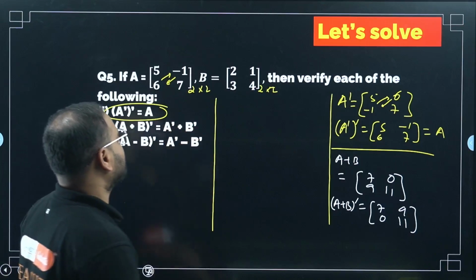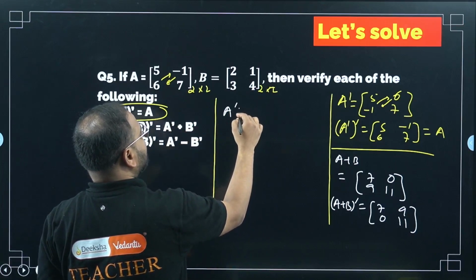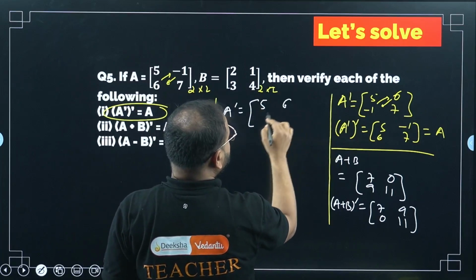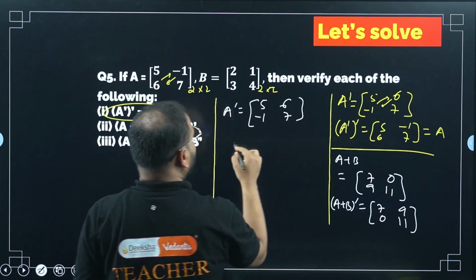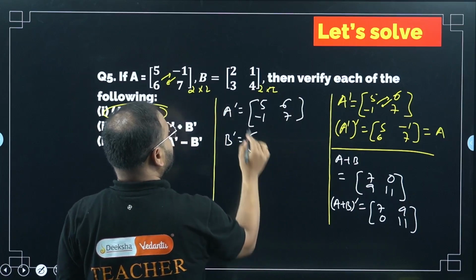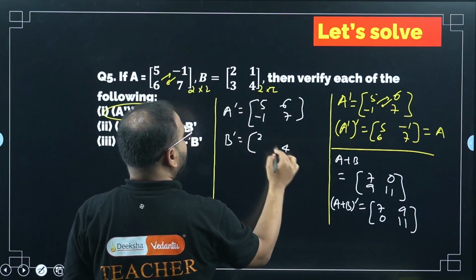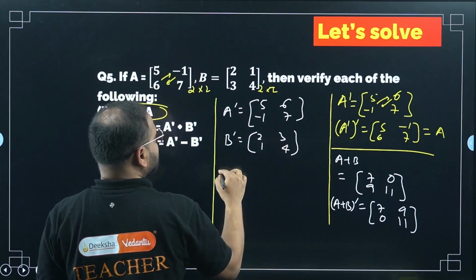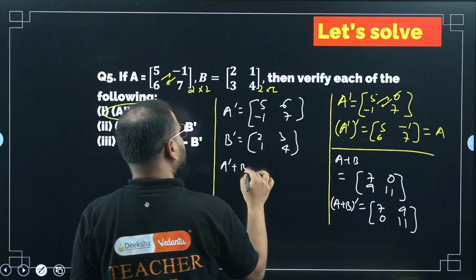A transpose plus B transpose. So let's see. A transpose will look like what? I have written it here: 5, 6, -1, 7. How will B transpose look? Over here, keep the diagonal the same, 2, 4, and interchange the other numbers, 1, 3. Now add it, A transpose plus B transpose.